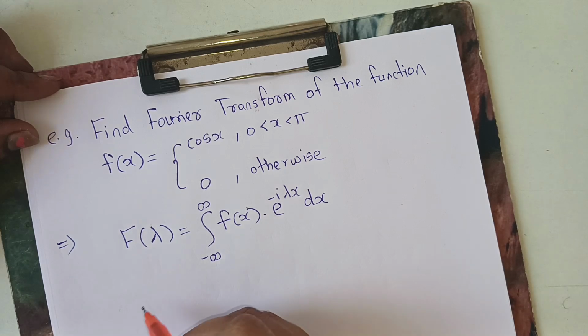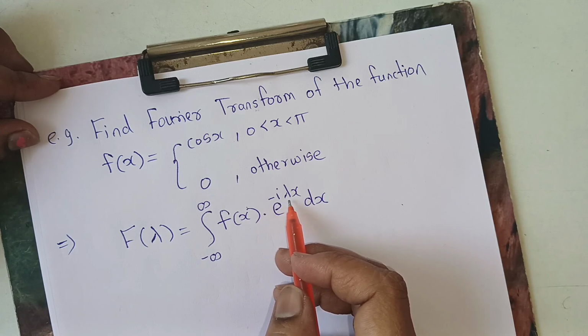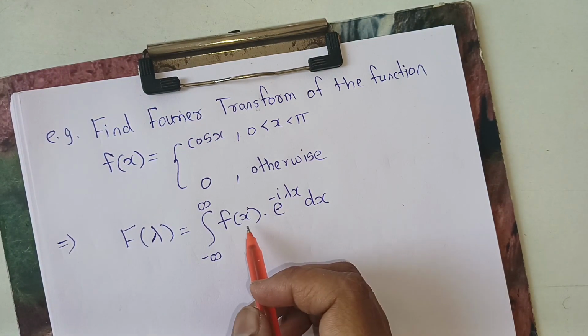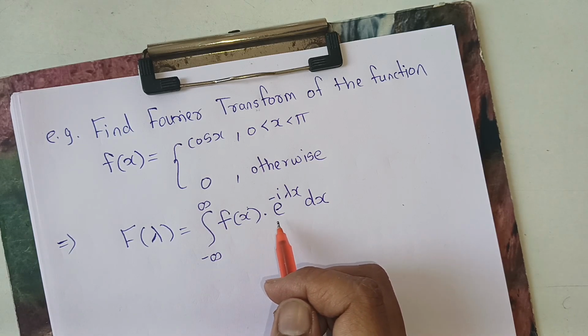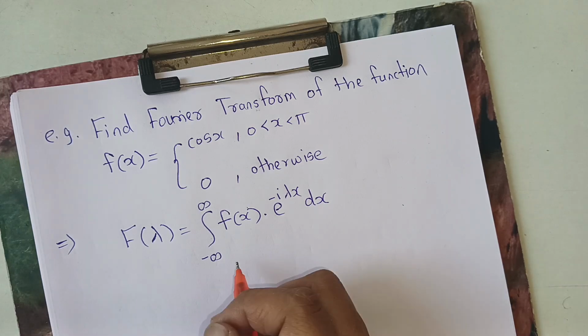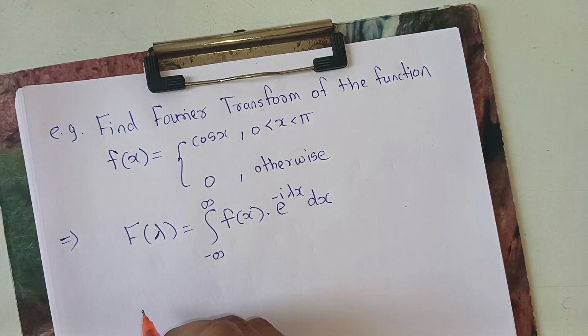You can change the variable from x to u, that means you will have f of u e raised to minus i lambda u du, but it is your choice. So keep x as it is: minus infinity to infinity f of x e raised to minus i lambda x dx. This is the formula of the Fourier transform and it is denoted by F of lambda.